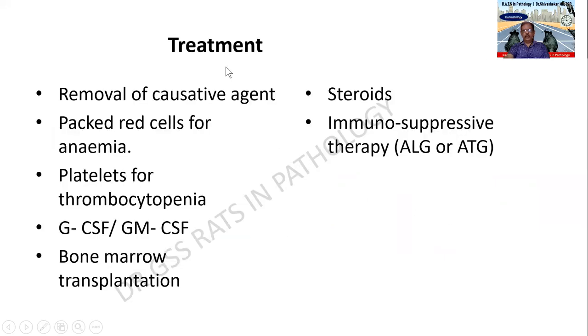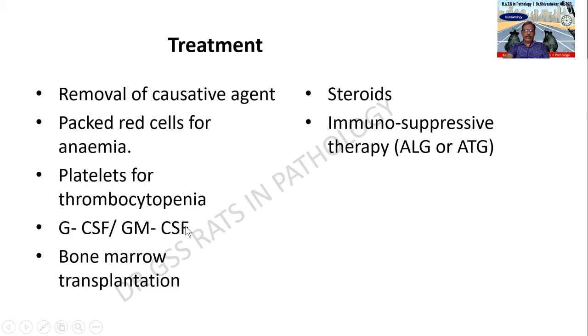And what is the treatment for this? As I told you earlier, in the case of the scientist who came to JIPMER, he was working and probably exposed to certain agents, as a result of which he developed aplasia. The first thing will be removal of the causative agent. When the patient is removed from the source, there is a chance of replenishment or recovery of the marrow. Severe anemia, you will have to give packed red cells. Platelets in the case of thrombocytopenia.